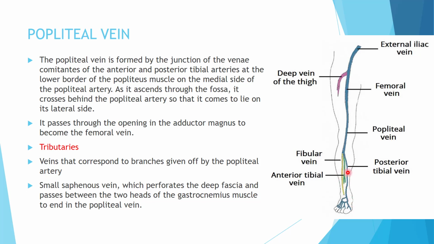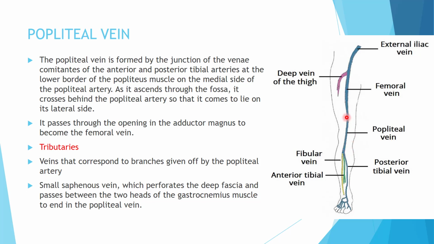See here, these are two veins which are draining into the popliteal vein. One is the anterior tibial and one is the posterior tibial vein. So these are the venae comitantes of the anterior tibial and the posterior tibial arteries at the lower border of the popliteus muscle, on the medial side of the popliteal artery. Remember this: the popliteal vein will be on the medial side of the popliteal artery.